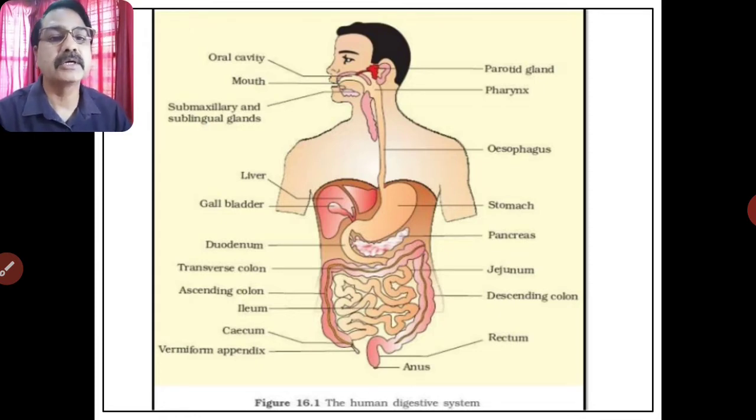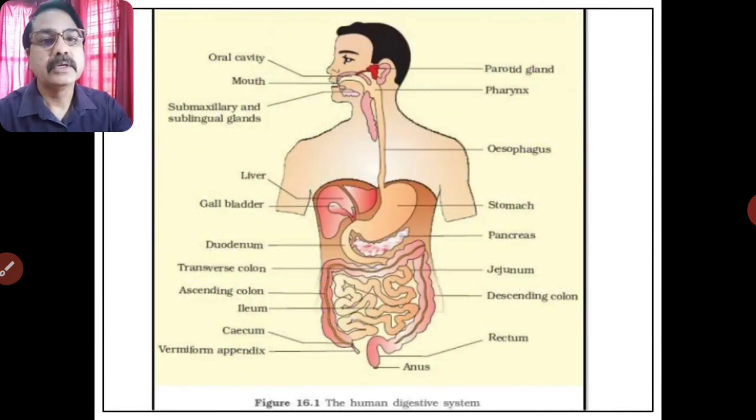The small intestine is connected with the large intestine. This is the ascending colon. You can see the ascending colon, and then the transverse colon and descending colon. These three parts are of the large intestine. The descending colon is attached with the rectum, and the last part of the large intestine is called the anus. Through the anus, the waste or undigested food is passed out from the body. There is a vermiform appendix, a vestigial organ of the human body. It is also attached with the large intestine near the cecum.